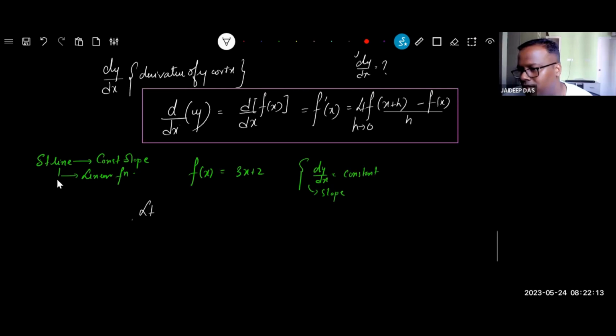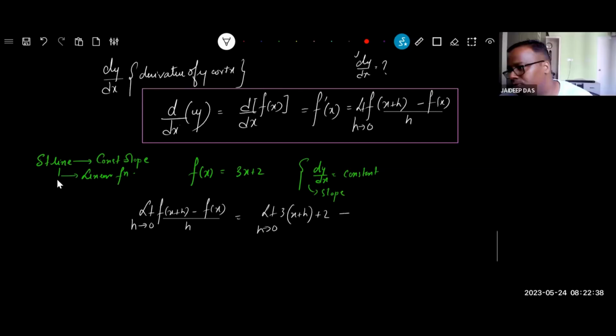So let's calculate limit of h tends to 0, f of x plus h minus f of x divided by h, which would be equal to limit of h tends to 0. Now f of x is 3x plus 2, f of x plus h is 3 into x plus h, 3 times x plus h plus 2, minus f of x again, so 3x plus 2, divided by h. What do you land up in? You land up as limit of h tends to 0, 3x plus 3h plus 2 minus 3x minus 2, right?